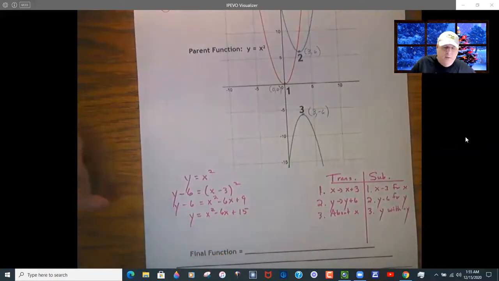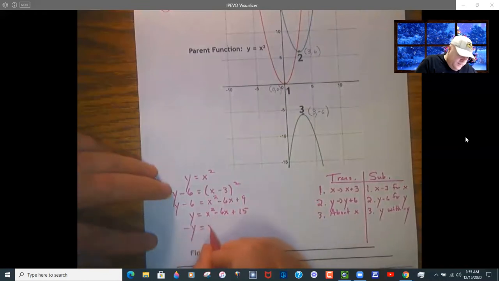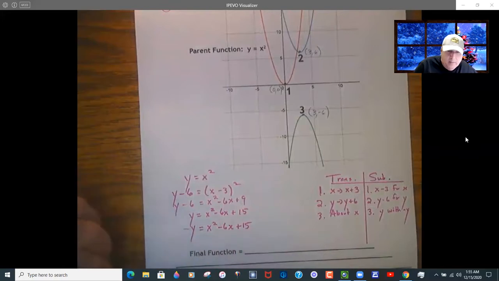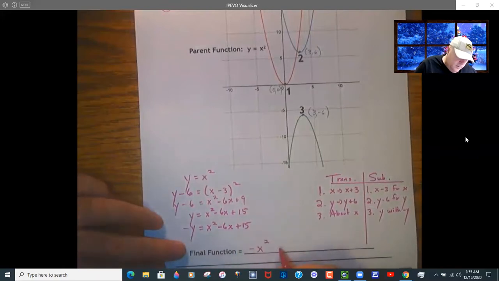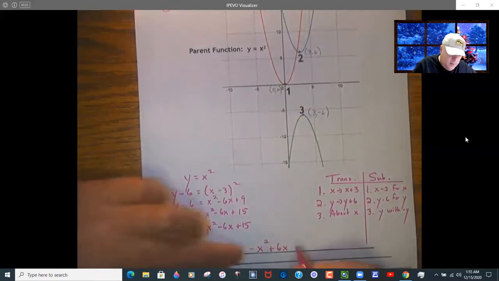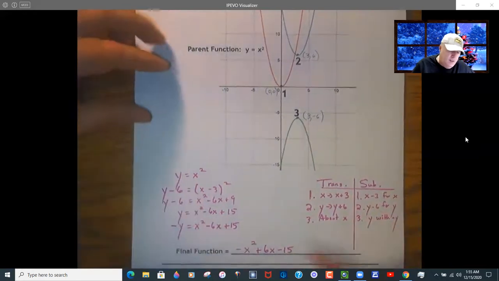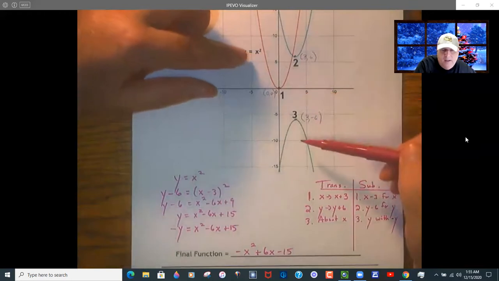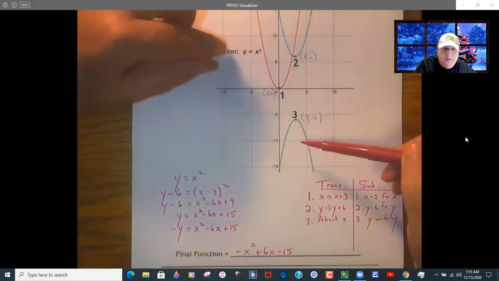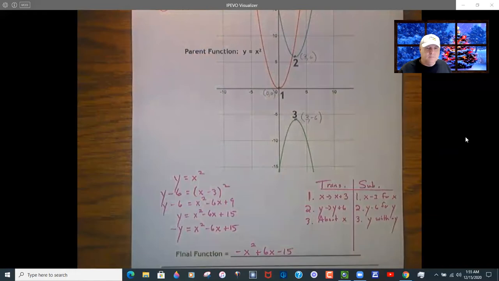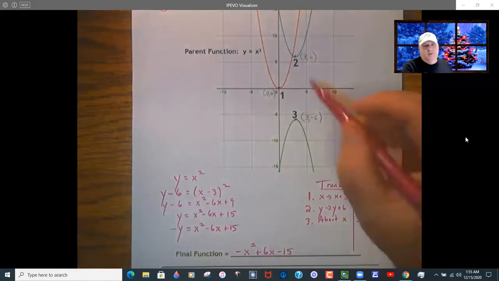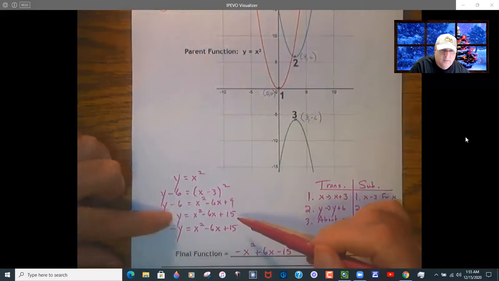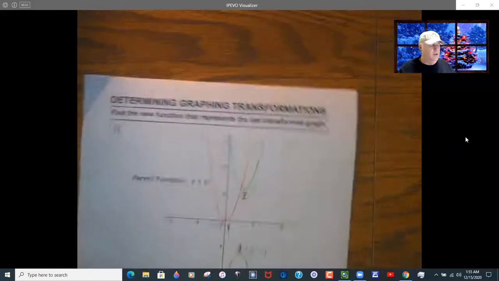All right, now we replace Y with negative Y and solve for Y. So in solving for Y, we run the negative through. So the final function is negative X squared plus 6X minus 15. And if you put that into a grapher, if you put X squared in and then negative X squared plus 6X minus 15, you would get graph 3. What about graph 2? Well, if you want graph 2, you would have to put in X squared minus 6X plus 15, what you got up to that point. You don't need to do that, by the way.